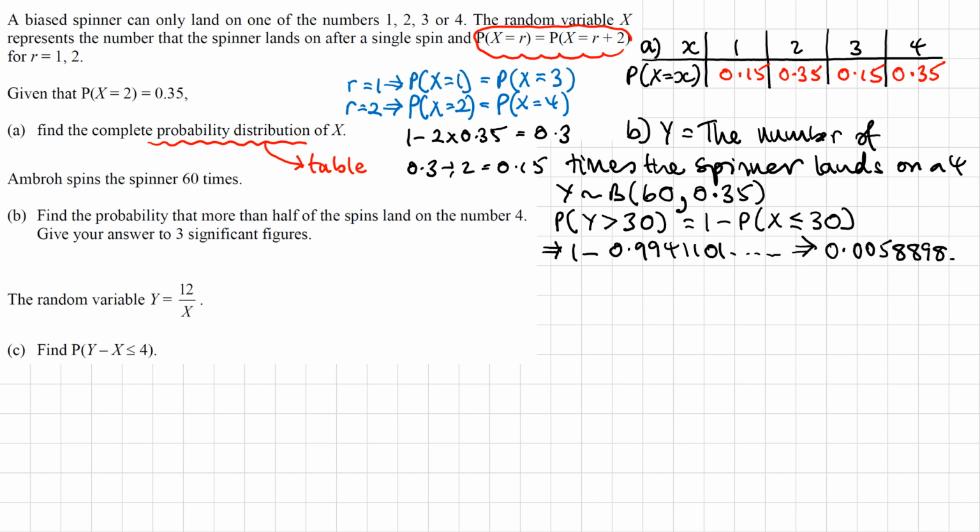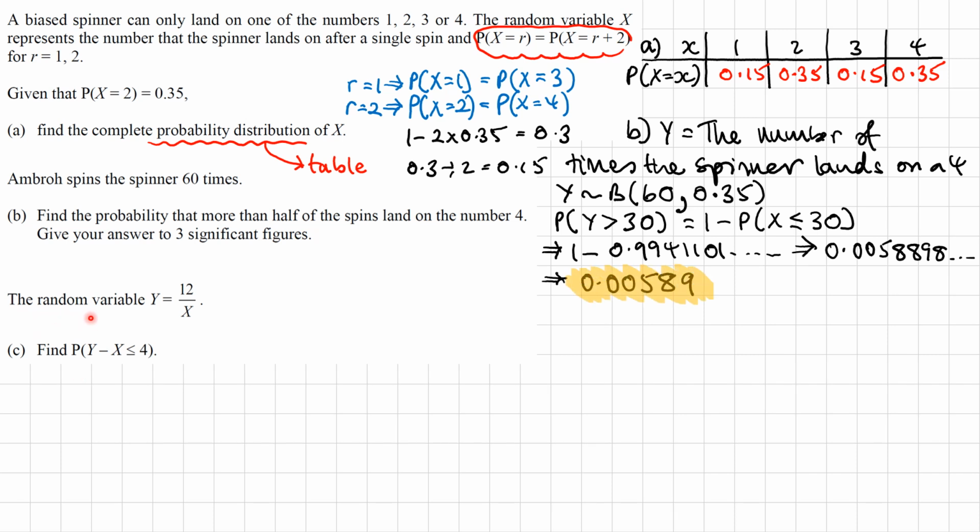0.00588898 and so on. Now you can give your answer in standard form, but the question does say, the important bit is that we give our answer to 3 significant figures, whether in decimal form or standard form, and that will give me 0.00589 to the correct 3 significant figures.